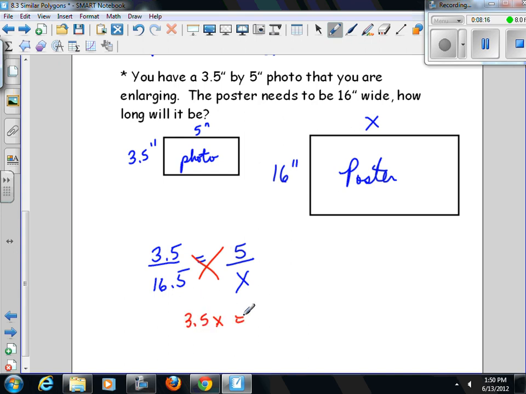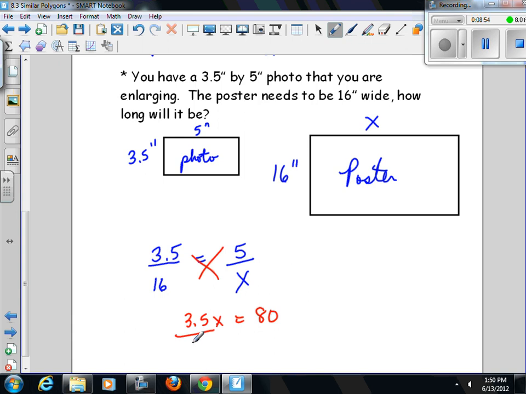So when we do that, we have 3.5x equals, and we're going to have to take 16.5 times 5. Oh, I'm sorry, I shouldn't have had a 0.5 here. I copied down the wrong number. That should have been a 16 because the poster is 16 inches wide. So let's go back and fix that. So we have 3.5 times x equals 16 times 5, which gives you 80.